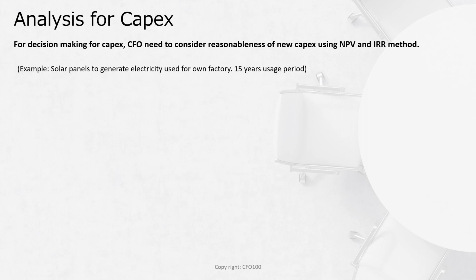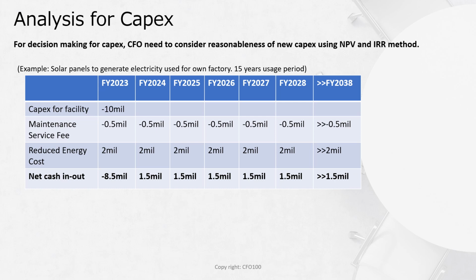It is showing an example model of a solar panel to generate the electricity used for its factory and as an assumption 15 years of usage. It can reduce the consumption of energy from the grid and its cost. As you can see in that table, you calculate the expected cash in out as the total of each line item and calculate their net cash in out. Using those numbers, you can calculate the IRR and the NPV generated by that new asset.